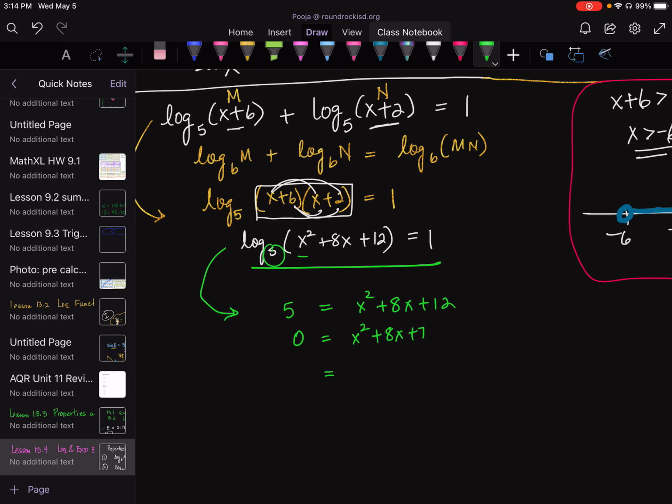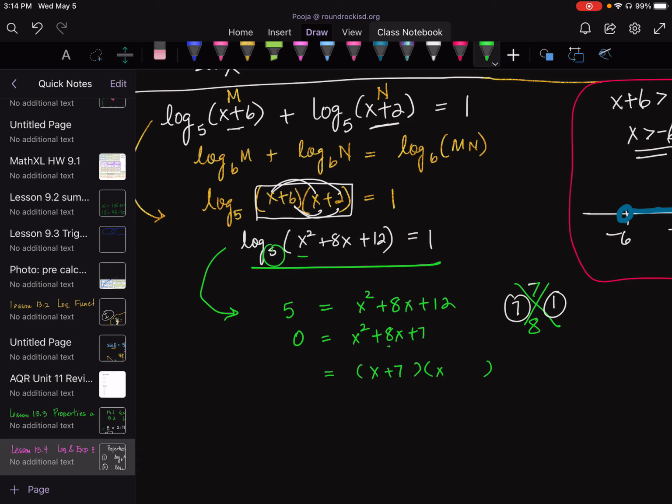To be able to do this, I need to be able to factor it. If you remember, x. And then I'm looking at factors of 7, which when added or subtracted will give me 8. From algebra 1 again. Factors of 7, which when added or subtracted will give me 8, has to be 7 and 1, right? Because 7 times 1 is 7, and 7 plus 1 is 8. So it's 7 and 1.